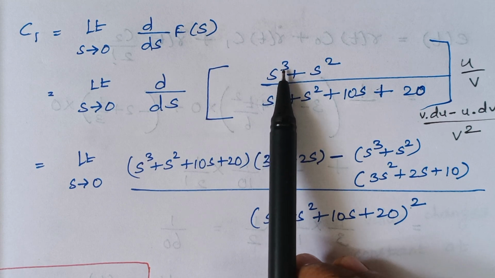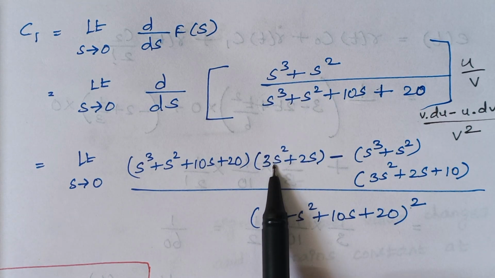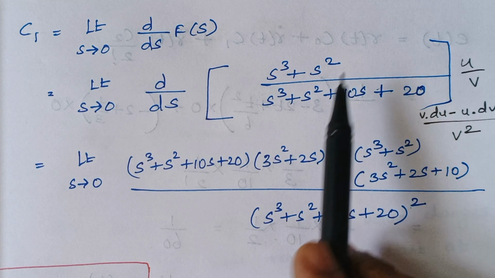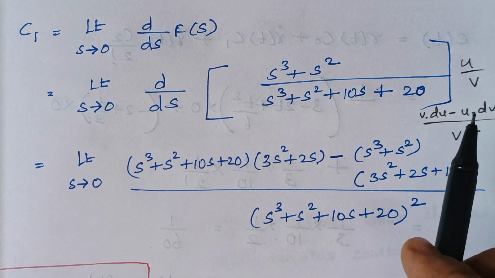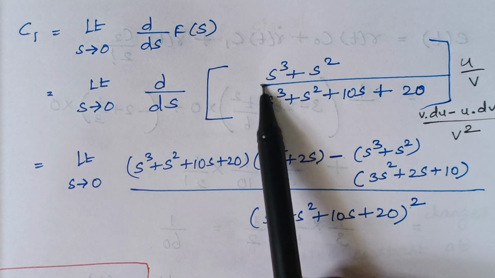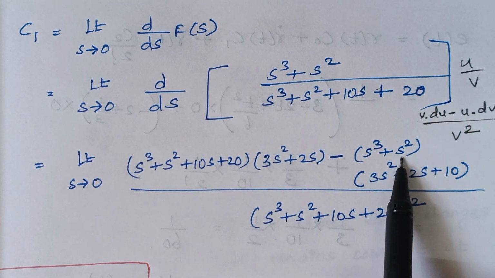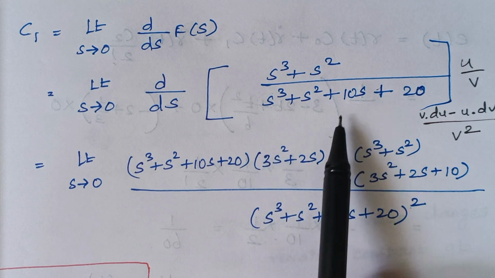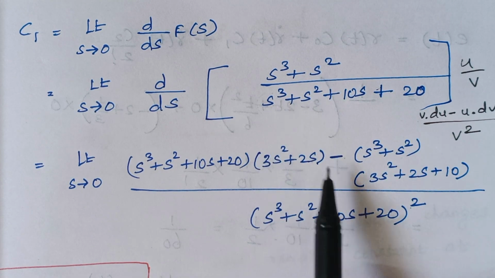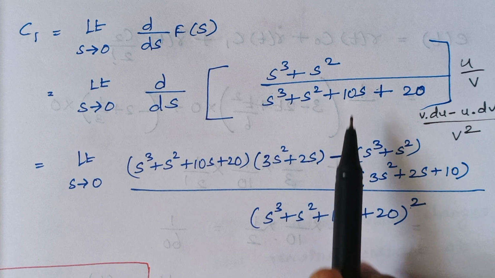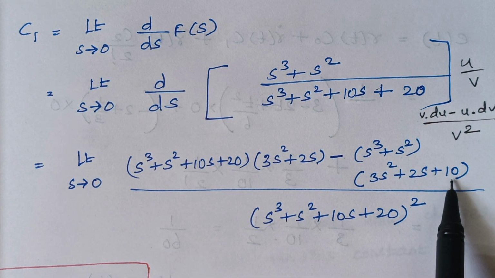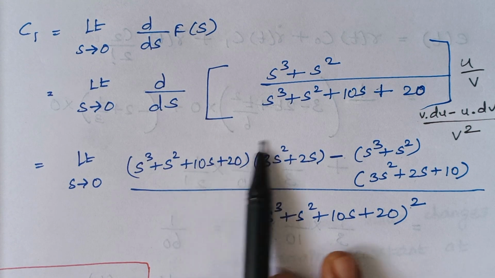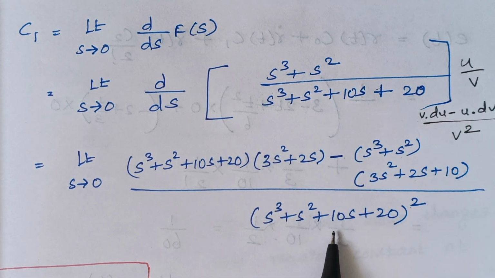So when you differentiate s cube, you will be having 3s square, and when you differentiate s square, you will be having 2s, right? Next, minus u into dv. What is the value of u? It is s cube plus s square. And you have to differentiate this v. When you differentiate this term, s cube becomes 3s square, and this s square becomes 2s, and this 10s becomes 10, right? So finally we have differentiated this expression like this.